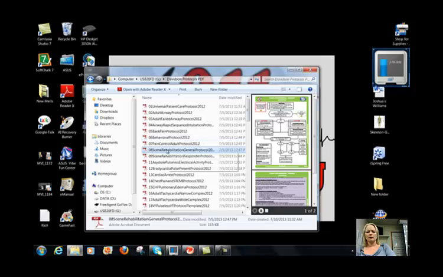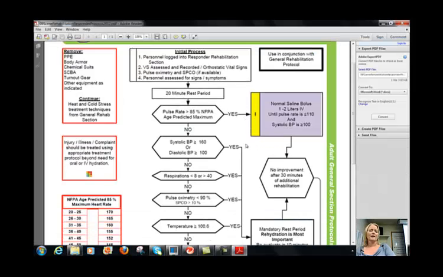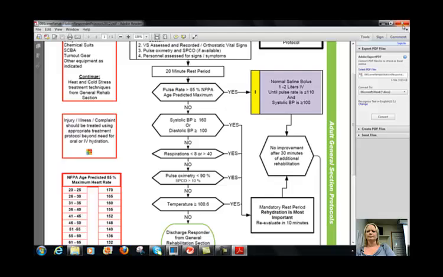And then the second scene rehab protocol is for people who are likely going to have to be transported, and may need IV fluids. It's got vital signs on here that will be able to guide you whether or not they're going to need medical treatment or not.